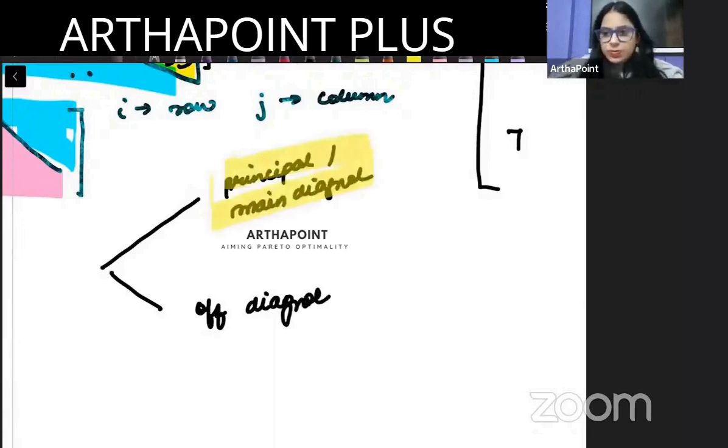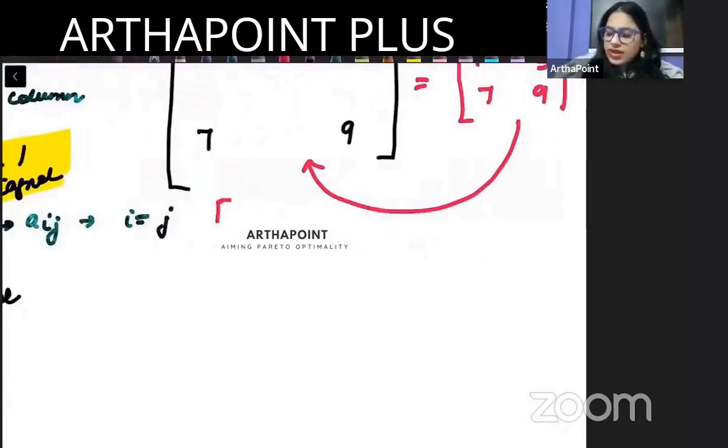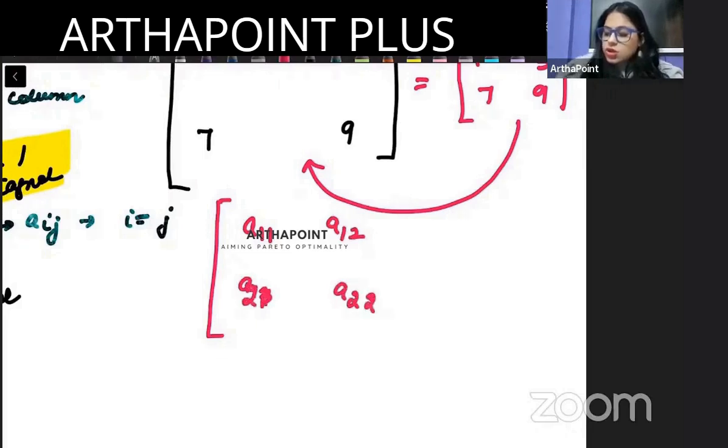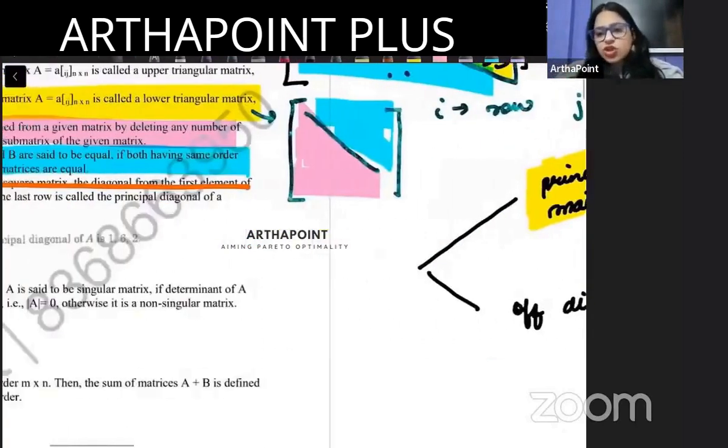The principal diagonal has the property that its aij is such that i is equal to j. So if I make my matrix A11, A12, A21, A22, you see here that i and j are equal to each other. So this is forming the principal diagonal. And what is the off diagonal? Where they are not equal, like this. This is an off diagonal. It is a diagonal too, but this is an off diagonal because i and j are not equal.